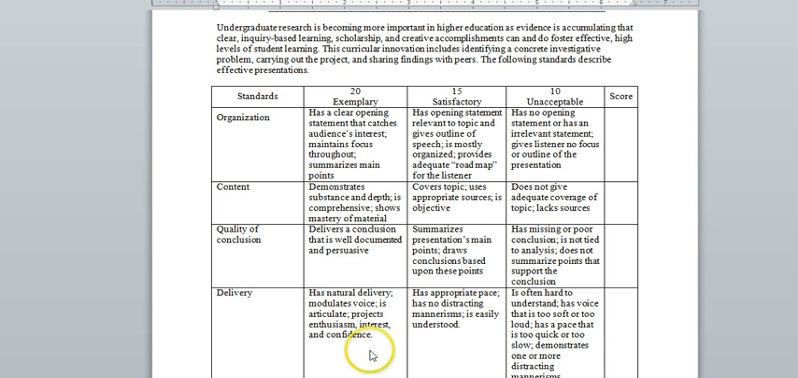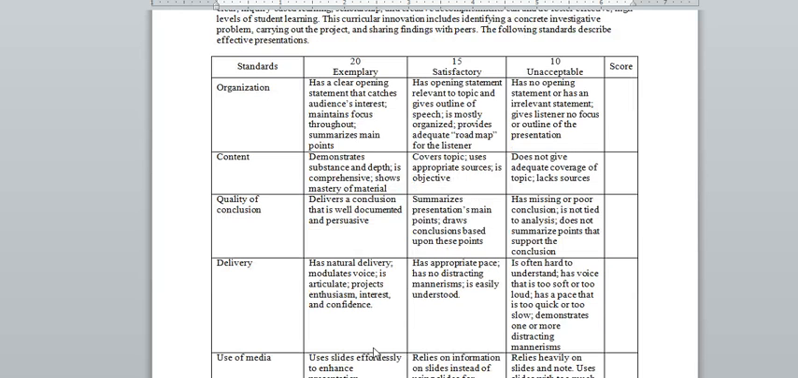And then we're also going to talk about your voice. We have to be able to hear you. You need to be articulate. Hopefully you're enthused because you were able to self-select the topic that you want.